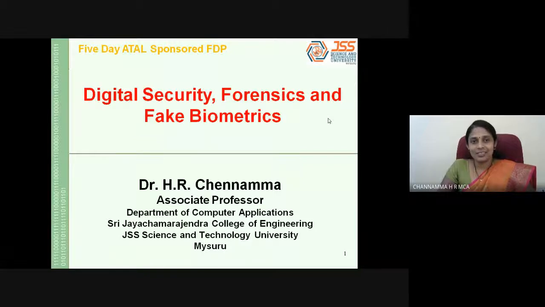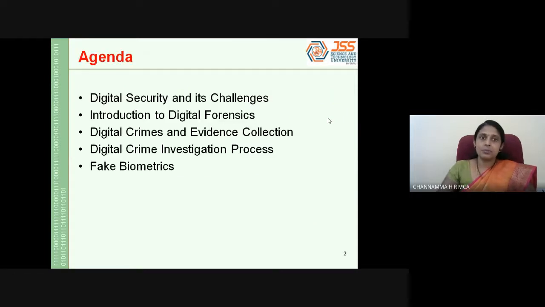Dear friends, in this session, I'm going to discuss digital security, forensics, and fake biometrics. In this presentation, I'm going to cover digital security and its challenges, an introduction to digital forensics, and digital crimes, how they happen, what kinds of digital crimes there are, how to collect evidence of such digital crimes, what the process of digital crime investigation is, and an introduction to fake biometrics.